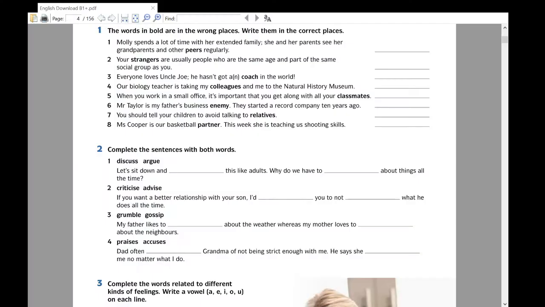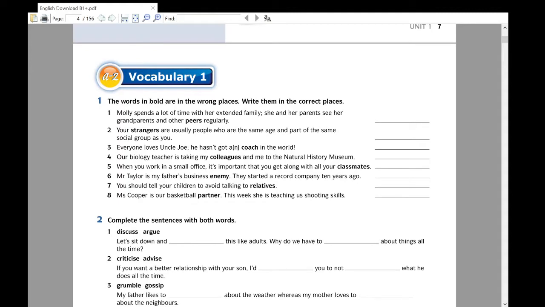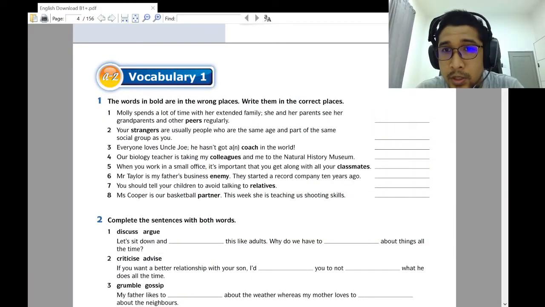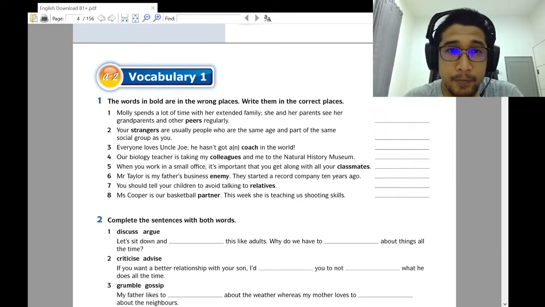Without further ado, we are going to look at the textbook. This is page 8. We are going to be doing vocabulary. Okay, so exercise number 1. Again, please make sure that you have your notebooks ready with you. Exercise 1. The words in bold are in the wrong places. Write them in the correct places. Wait, let me see if I can just put my picture here. Yeah, that way you can see both me and the textbook.